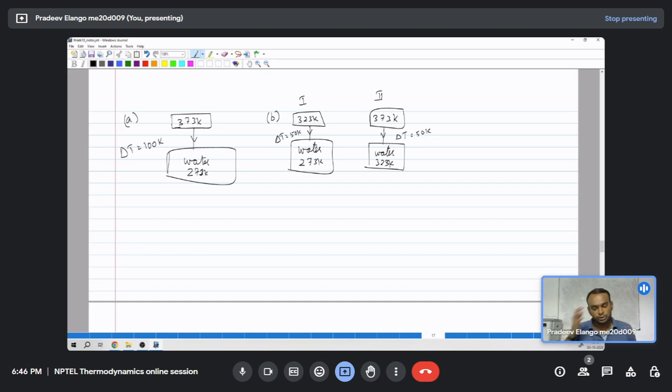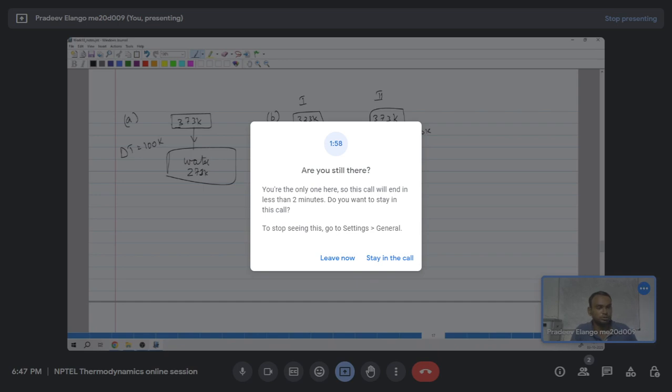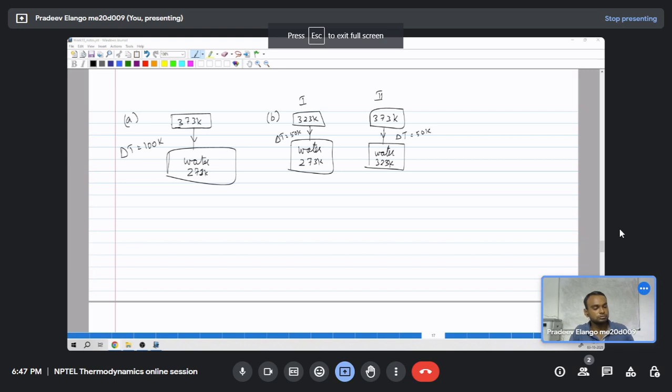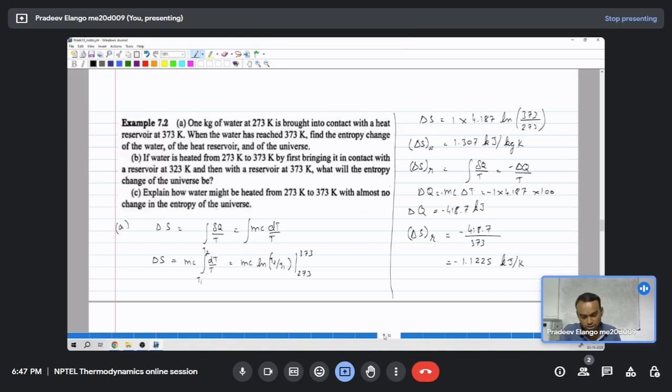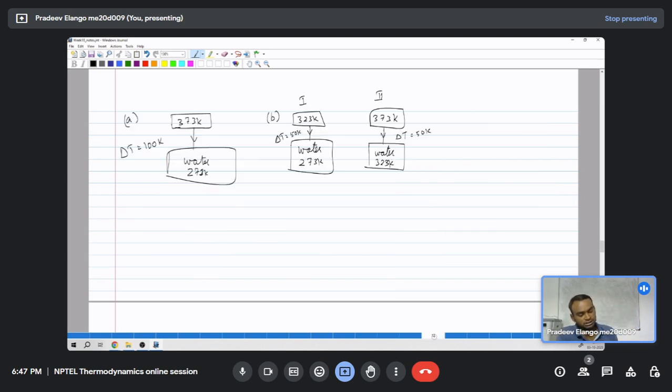So since we have reduced the delta T by half, like earlier it was 100 and now it has become 50, we are also seeing some benefit in terms of reduced increase in entropy of the universe. And now for problem C, we want to explain how water might be heated from 273 K to 373 K with almost no change in the entropy of the universe. So without any change in entropy of the universe, how can we heat using another water body.